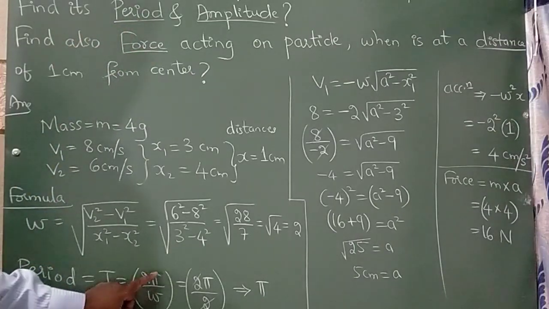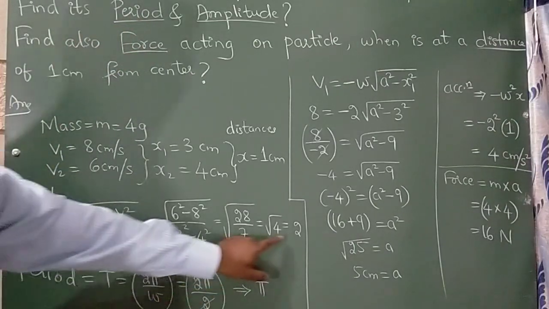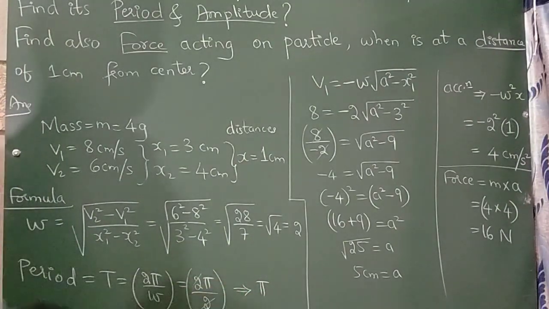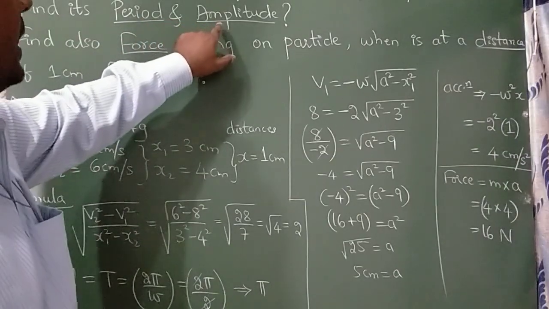Now find its period, they are telling. So T is equal to 2 pi upon omega. So omega, what have we got? 2. So 2 and 2 get cancelled. The answer is pi. So this we have got now. Now let us find the amplitude.